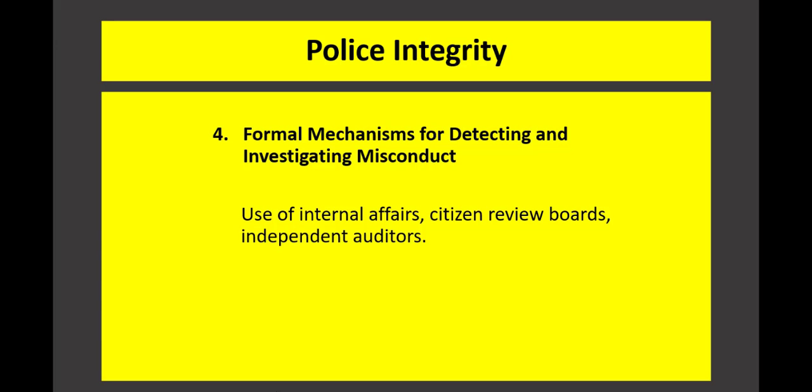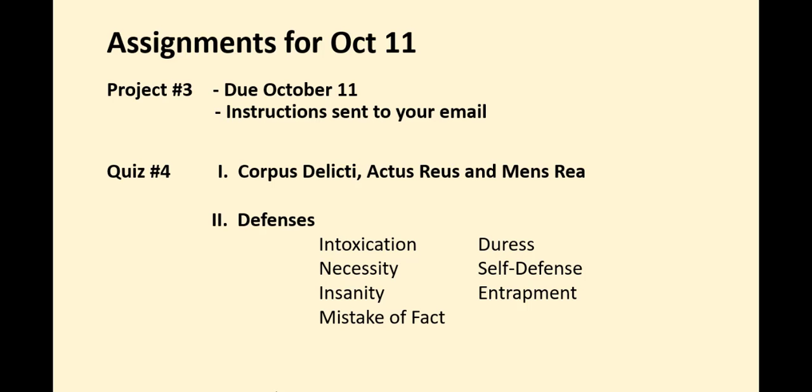And lastly, another way to maintain police integrity is using formal mechanisms for detecting and investigating misconduct. So that's like your internal affairs bureaus, citizen review boards, and independent auditors who come from outside the police department to examine how officers are behaving in the community. All right, that's the end of our lecture.